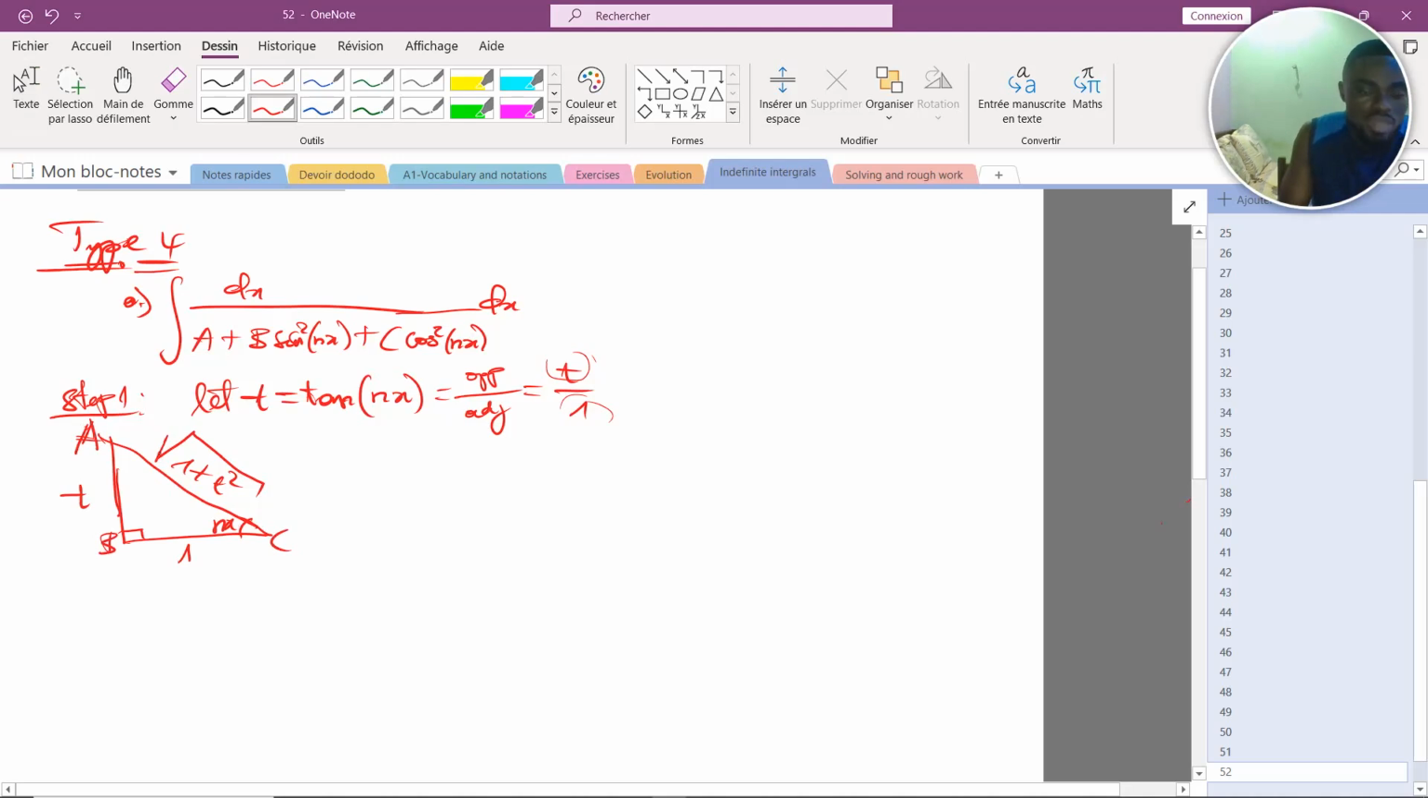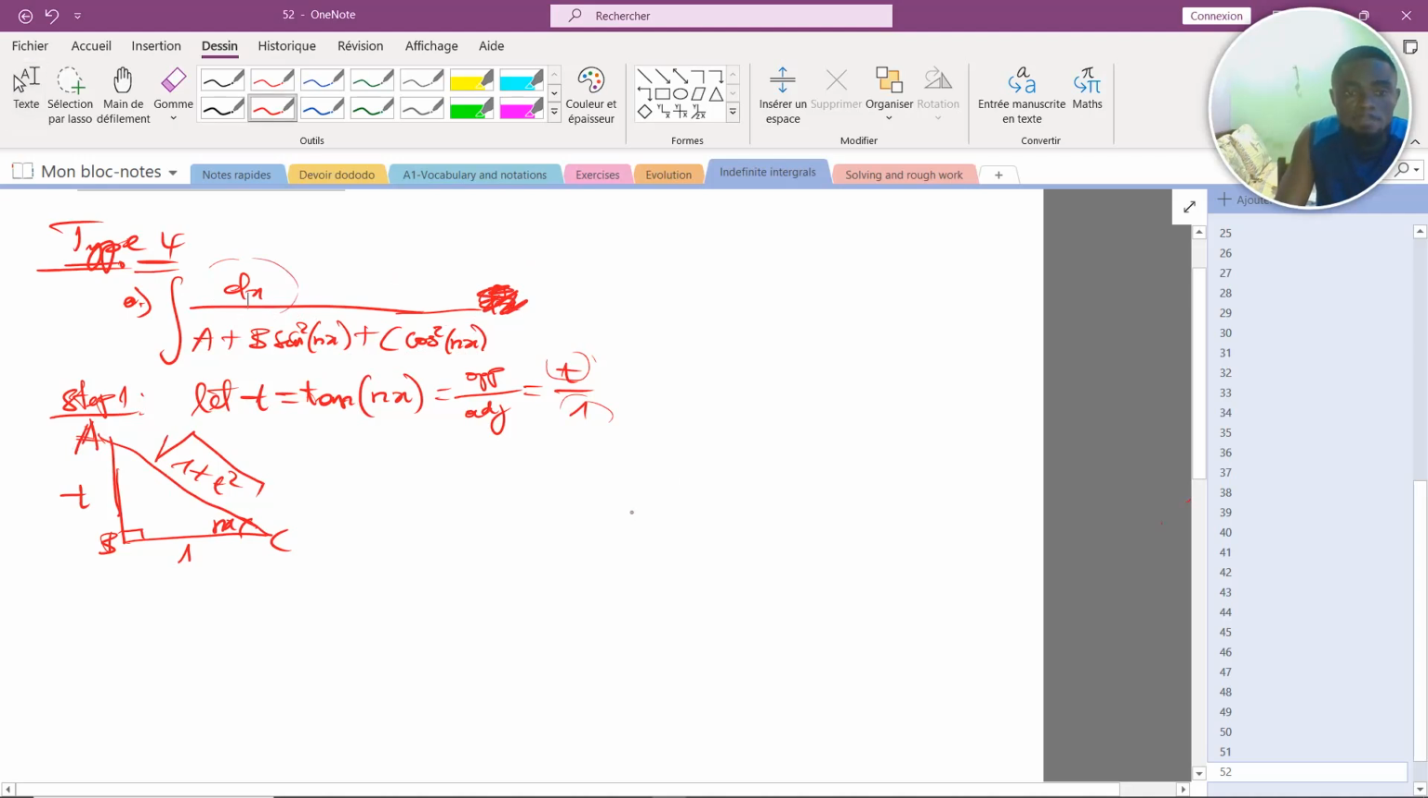Okay. Now, after letting your t be this and drawing this triangle, the next thing you have to do is what? You need to find sine nx and cos nx. You understand? Because this is a substitution you did. You have to substitute sin nx here, cos nx here, and you also have, let me write this, you also have to find dx. Is that okay? Very good.